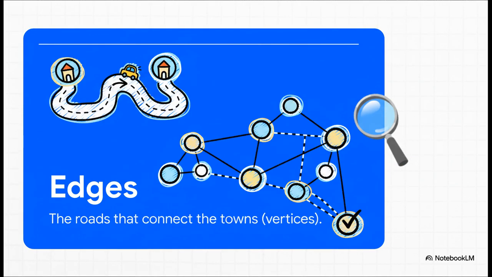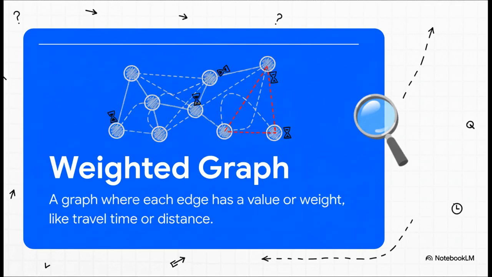And what about the roads connecting all those towns? Well, those are called edges. An edge is just the line, the connection, between any two vertices. So that road from Town A over to Town C, that's an edge. And here's where it all comes together. As soon as we put those travel times, those numbers on the roads, our simple graph becomes a weighted graph. Each edge now has a weight, which is just the cost of traveling along it. Now that we've got the lingo down, we can finally put this algorithm to work.